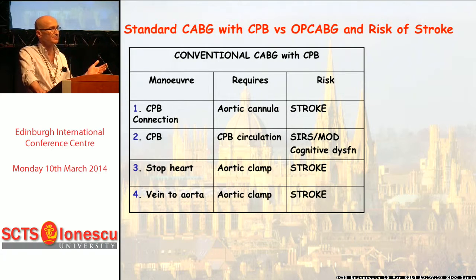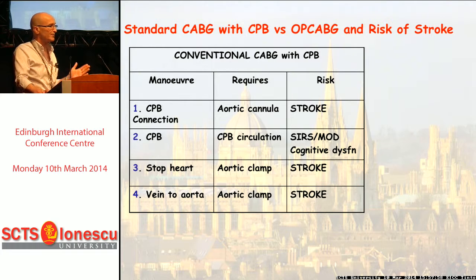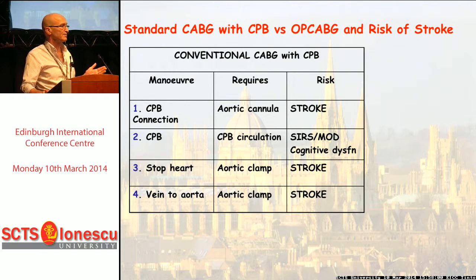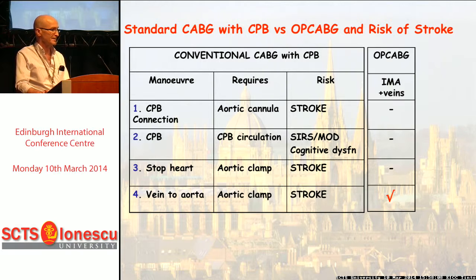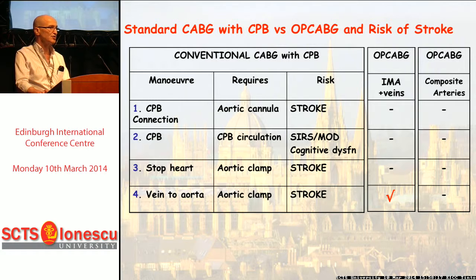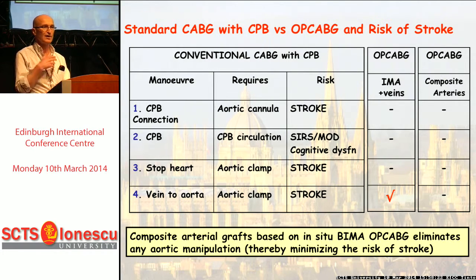And we alluded to this in the previous session on off-pump surgery. If you do a conventional CABG with cardiopulmonary bypass, there are 4 manoeuvres, and 3 of those are obligate manoeuvres which involve manipulation of the ascending aorta. If you do off-pump surgery with IMA and vein grafts, then the only aortic manipulation is attachment of the vein graft to the aorta. But if you do composite arterial grafts based on the IMA, then you can effectively eliminate any manipulation of the aorta and significantly reduce the risk of stroke.